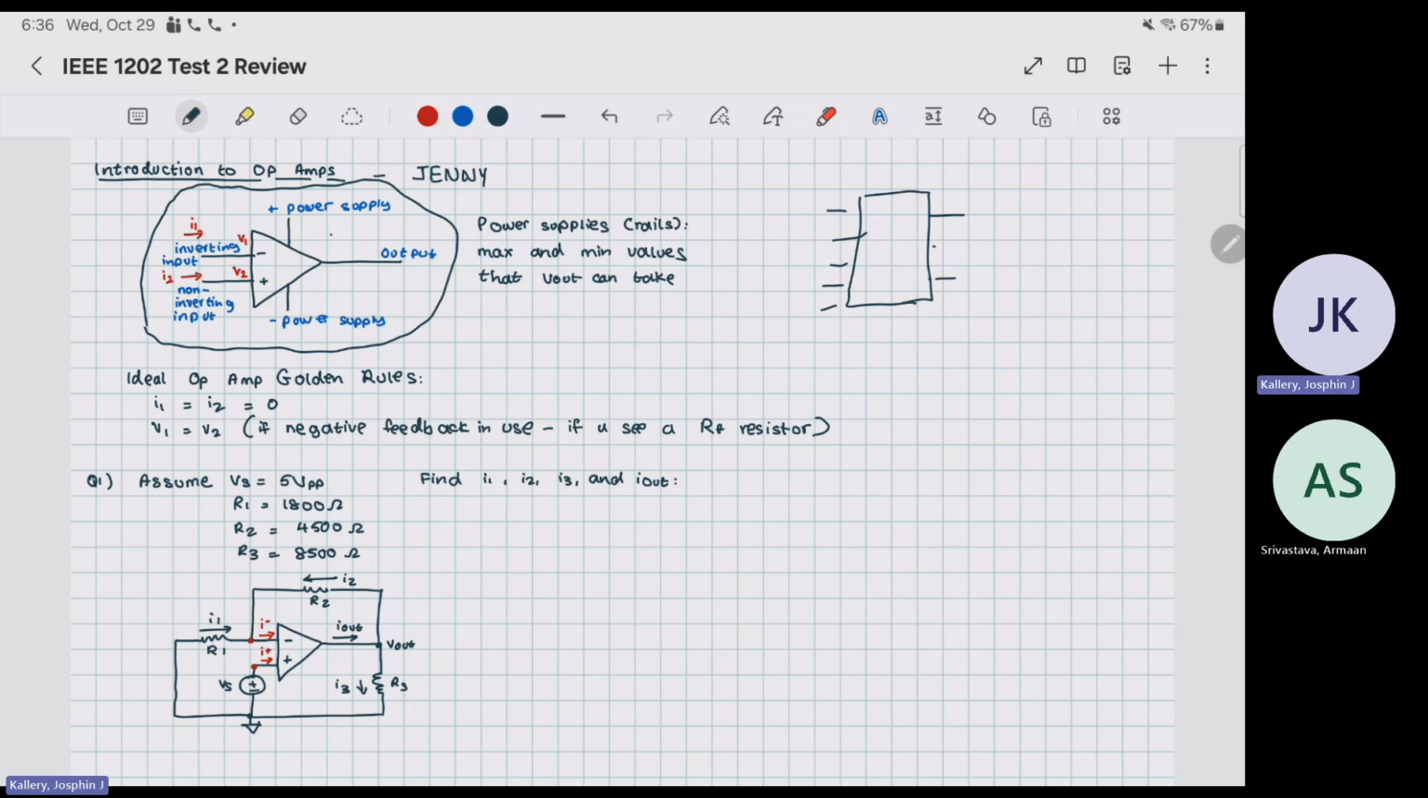Let's concentrate on the schematic drawing. Before I continue, op amp just means operational amplifier. It can do a lot of operations like summation, and it can also do multiplication.